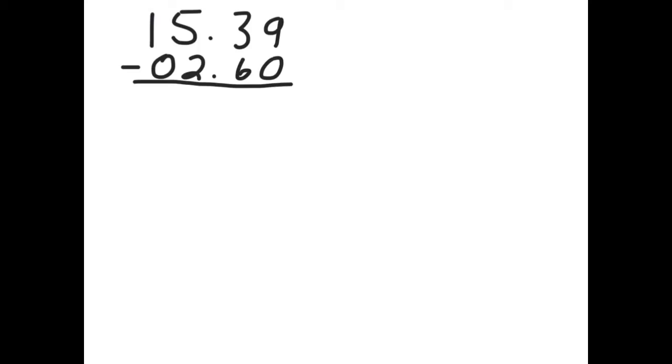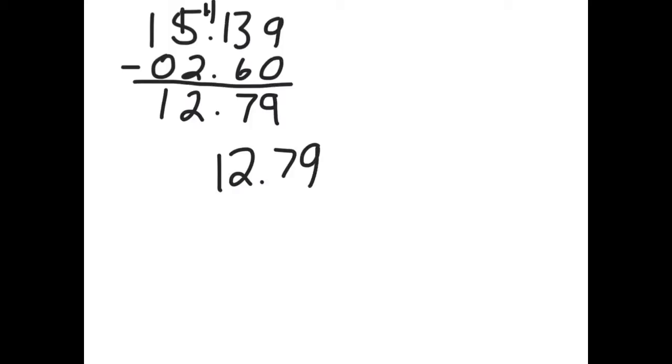For this problem, first you would start with bringing the decimal down. Then 9 minus 0 is 9. And since you can't do 6 minus 3, you would borrow from the 5 and you would make that a 4. And then it would be 13 minus 6, which you would get 7. And 4 minus 2 would be 2. And then 1 minus 0 would be 0. So your answer that you would come up with would be 12 and 79 hundredths.